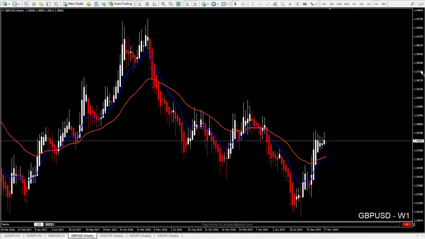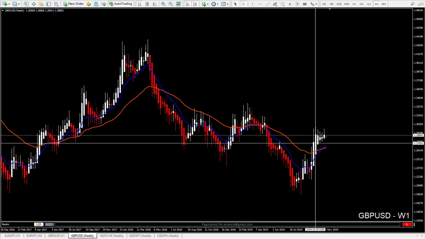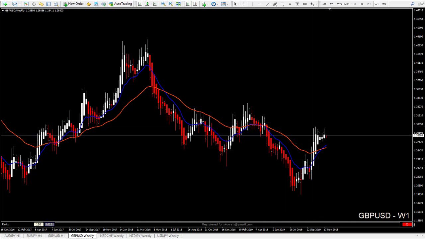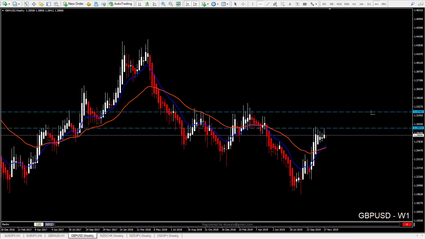GBPUSD, what we have on the weekly chart, small candles. It looks like a range right now. We have some resistance area here. We see this next resistance zone is a little bit higher here. Support level on the weekly chart, it looks like we have some area around this zone.